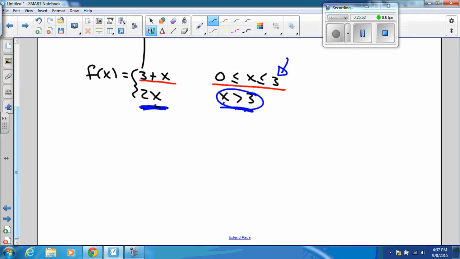Number 13 is the opposite. Number 13 asks me to take a piecewise defined function that is graphed and turn it into an equation. So, here we go.